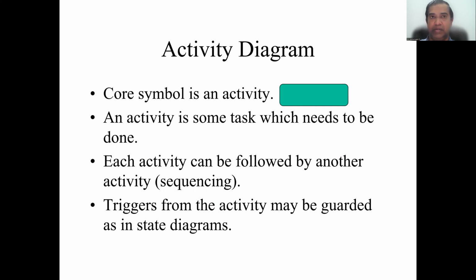This is a process. The activity diagram is going to show us the functionality, the processes, by means of this particular symbol represented over here, and it shows a set of tasks which need to be done, sounding similar to a flowchart, right? That is what the activity diagram also does. Each activity can be followed by another activity, which we call sequencing. And there are some triggers for the activity that may be guarded, as in a state diagram.